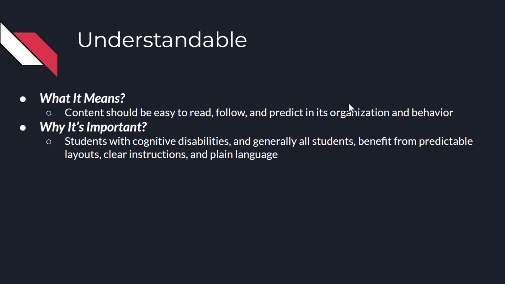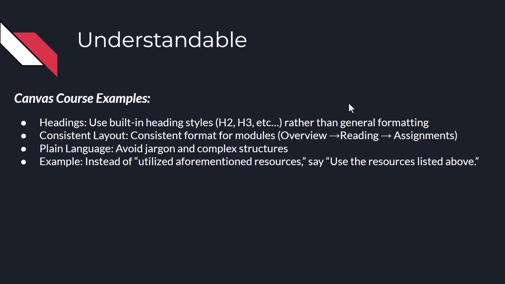So some examples here: using headings when we're creating content, H2 and H3 and so on, instead of just using the bold and italics like we mentioned before. Making sure that our layout and our modules are consistent. Maybe every module has an overview of that module or the chapter or unit or whatever, however you set that up. And then it has the reading for the section. Then it has a video to watch. Then it has the assignment. We keep that consistent, and our naming conventions are good.